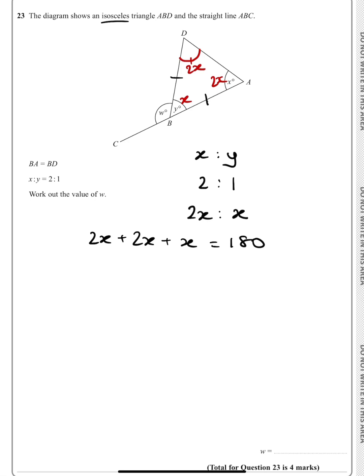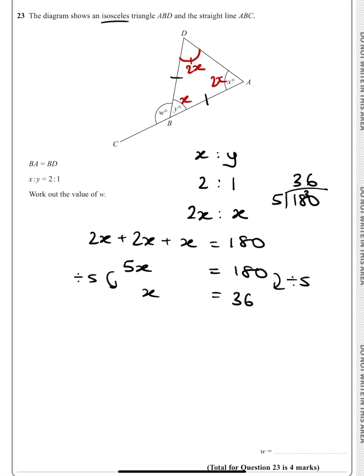And now 2x plus 2x plus x is actually 5x. So 5x is 180. And now to find the value of 1x, I need to divide both sides by 5. So 180 divided by 5, 5 into 18 is 3 because 5 times 3 is 15. But there's a remainder of 3. So 5 into 30 is 6. So x is actually 36. So this means that this angle here is 36 degrees.